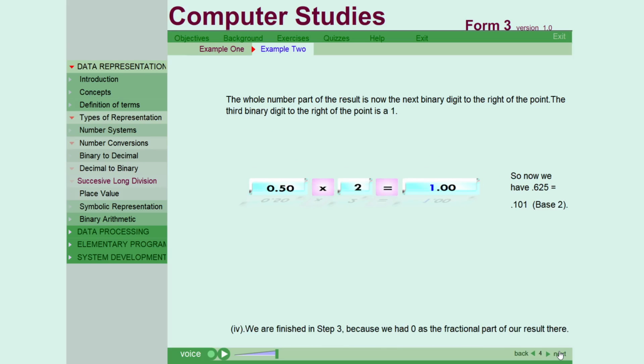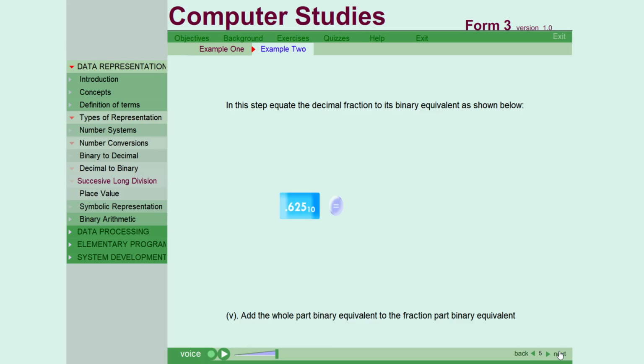Disregard the whole number part of the previous result. Note that this result was 0.50, so there actually is no whole number part to disregard in this case. We therefore multiply 0.50 by 2 once again. The whole number part of the result is now the next binary digit to the right of the point. The third binary digit to the right of the point is a 1. So now we have 0.625 is equal to 0.101 to the base of 2. We are now finished in step 3 because we have 0 as the fractional part of our result.